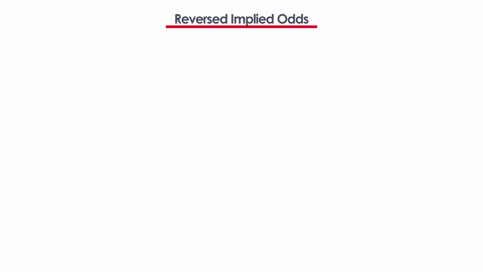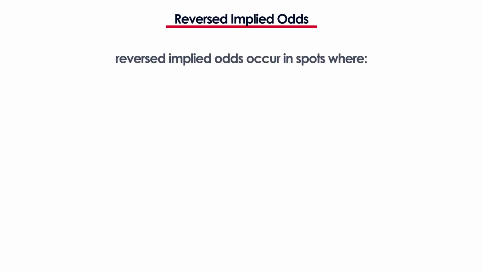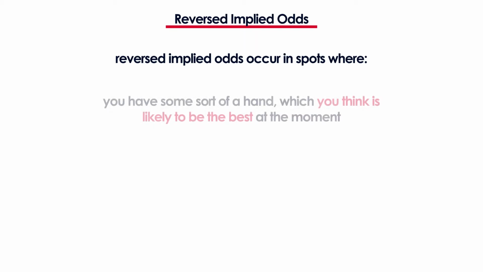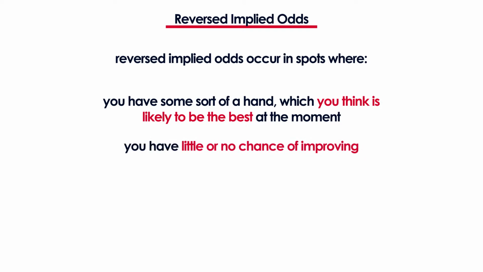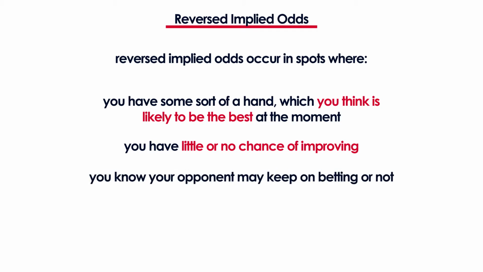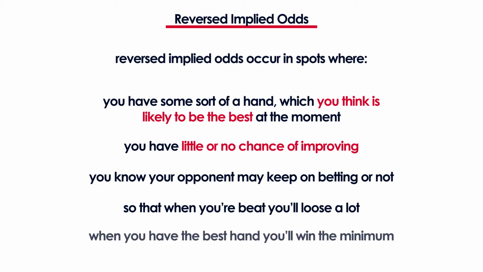Reverse implied odds describe the opposite situation. So how much you could expect to lose. They occur when you have a marginal hand and think you're best at the moment, but your opponent keeps betting at you. You're not really sure where you're at in the hand, you have little chance of improving, and you know your opponent may keep on betting or not. So when you're beat, you lose a lot, and when you have the best hand, you win the minimum.